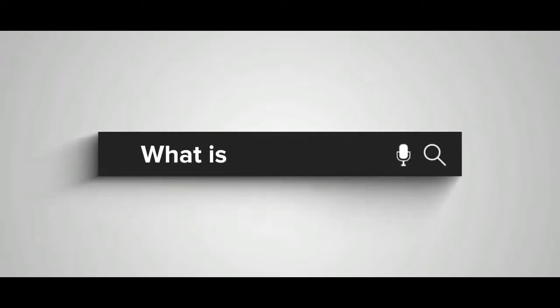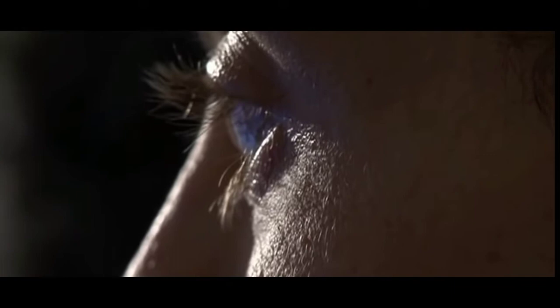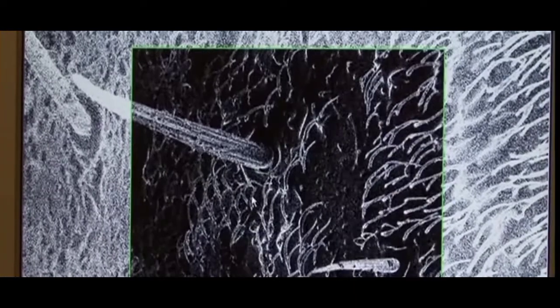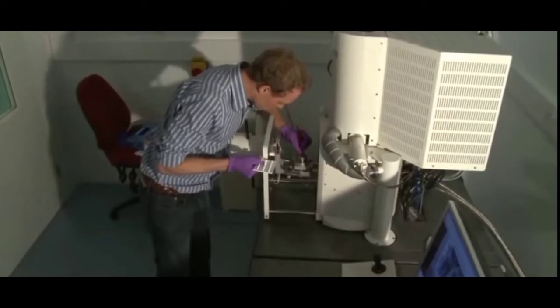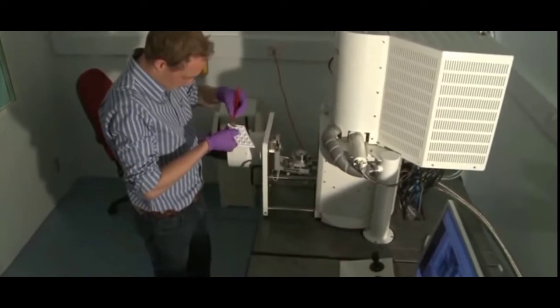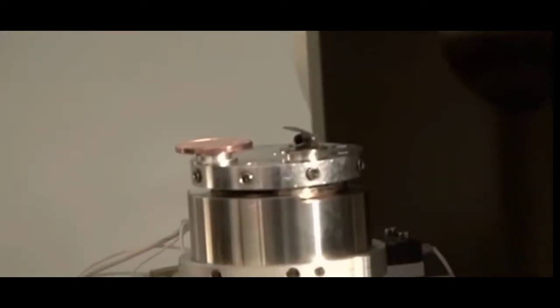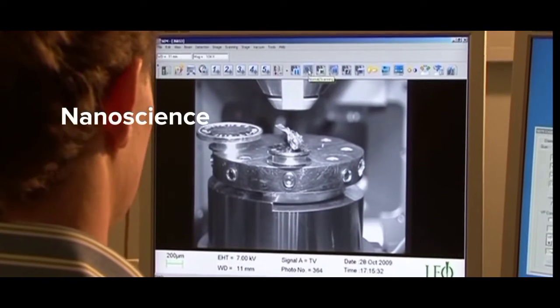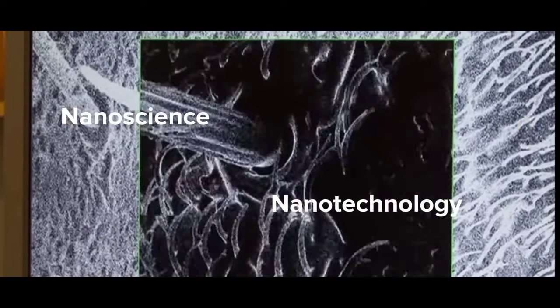What is Nanoworld? Nanoworld of science and technology has emerged as a significant interest for governments, industries, and academicians. The two terms used in the literature with reference to the world of nanomaterials are nanoscience and nanotechnology.